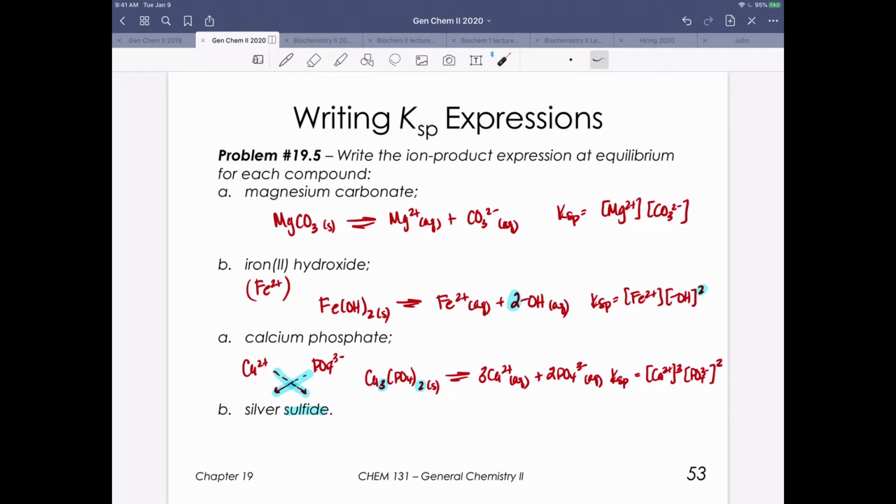Go ahead and try silver sulfide. And again, highlighting when we have that sulfide, remember what we have to think about in terms of the balanced chemical equation for its dissociation.